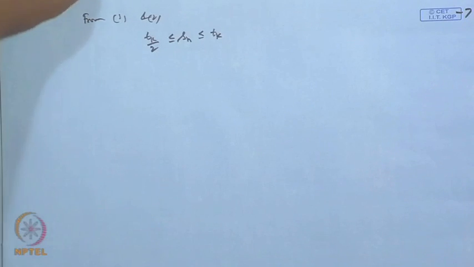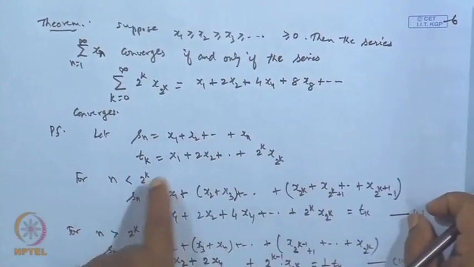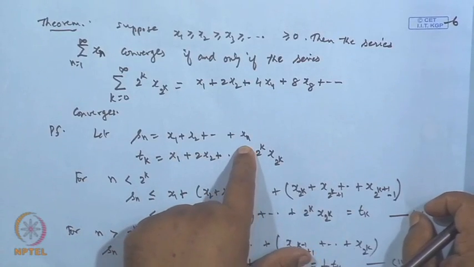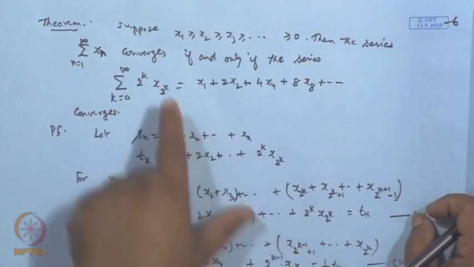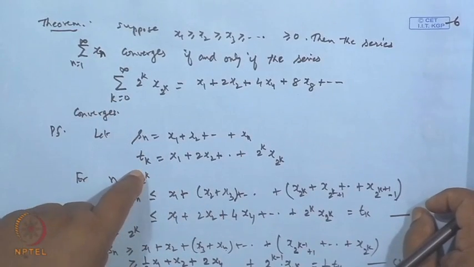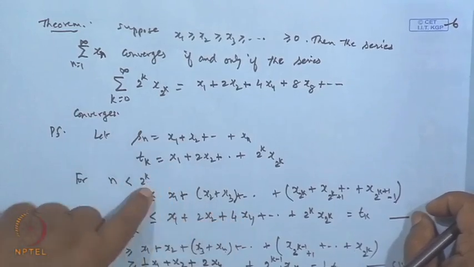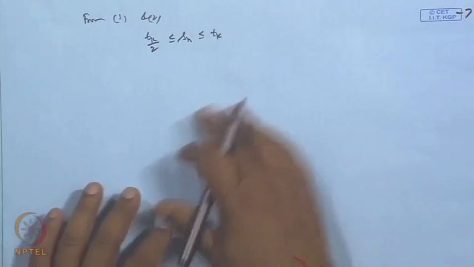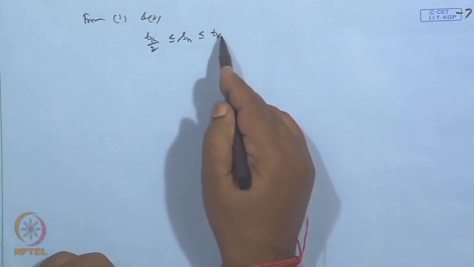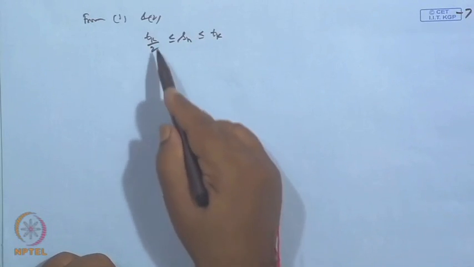But what are T k and S n? Let T k and S n be as follows: S n is the nth partial sum of the series sigma x n, and T k is the partial sum of the second series sigma 2 to the power k x 2 to the power k. Now, these partial sums satisfy this inequality. So, if T k is bounded, S n has to be bounded. Now, if S n is unbounded, T k has to be unbounded.